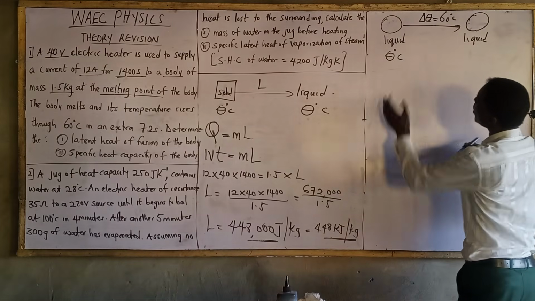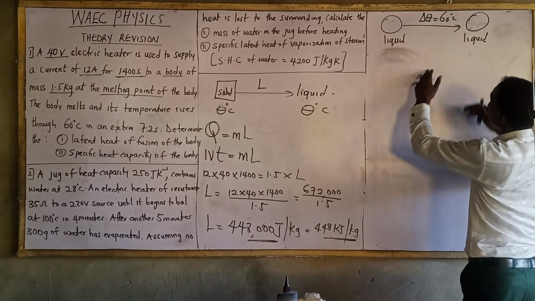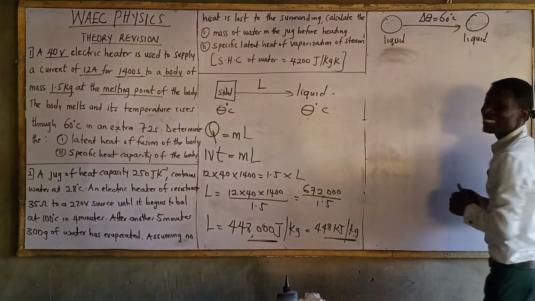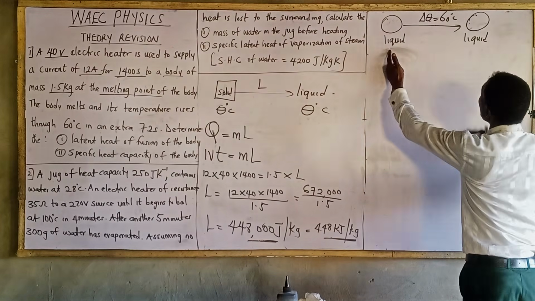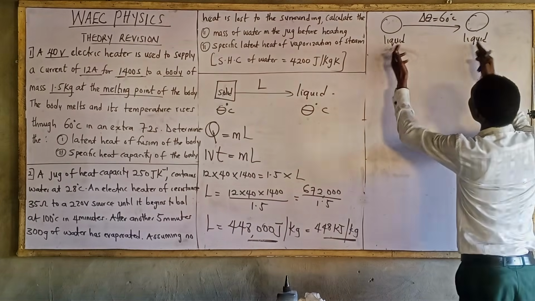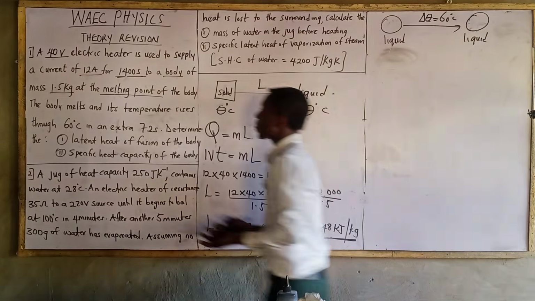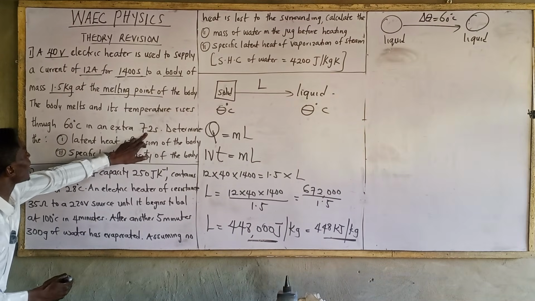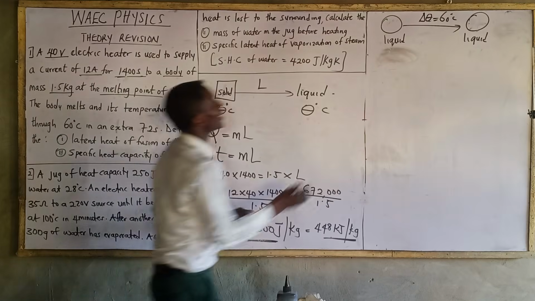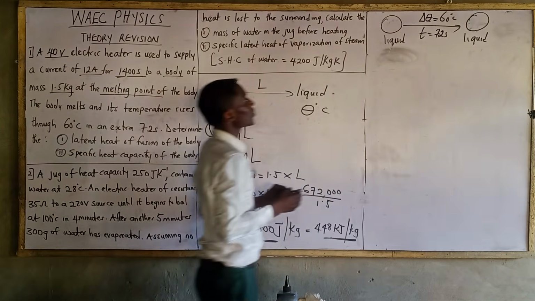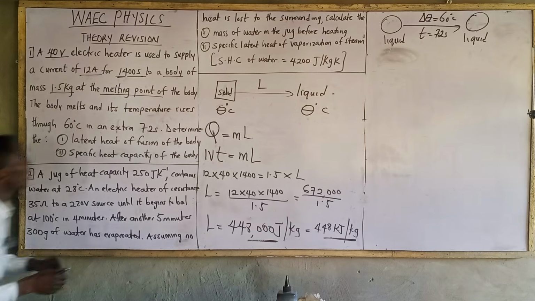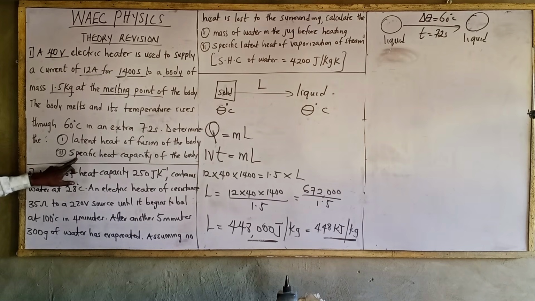And so we do not need to bother about the initial temperature. We have been given the change in temperature, meaning that if here was 0, here would have been 60. If here was 10, here would have been 70. Such that the change in temperature has already been given as 60. Now the extra time it took is 72 seconds. Now we are to determine the specific heat capacity of the body.